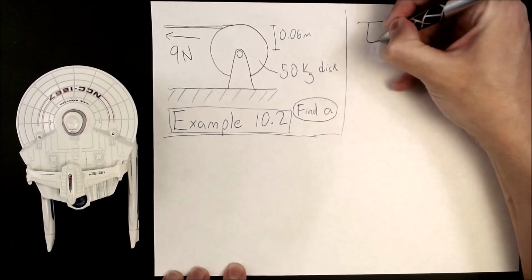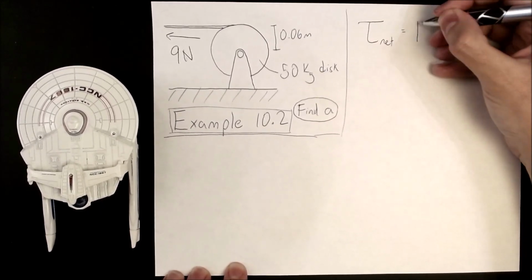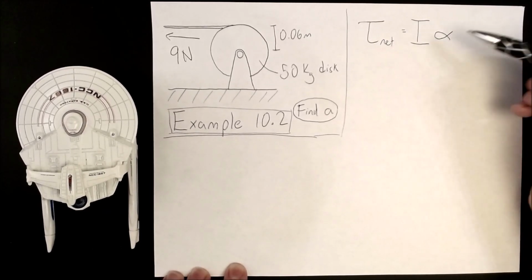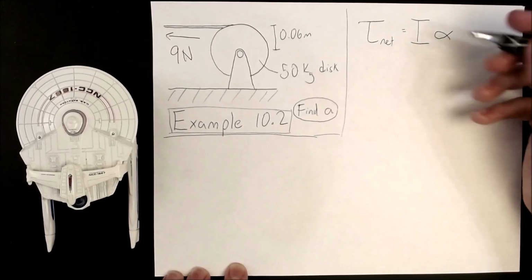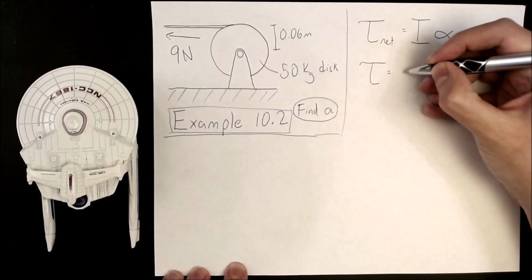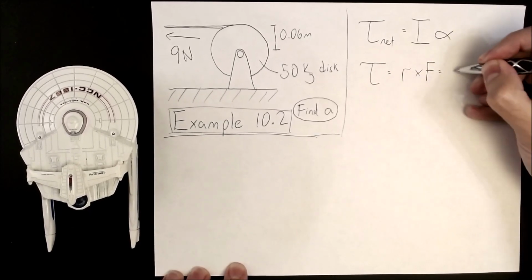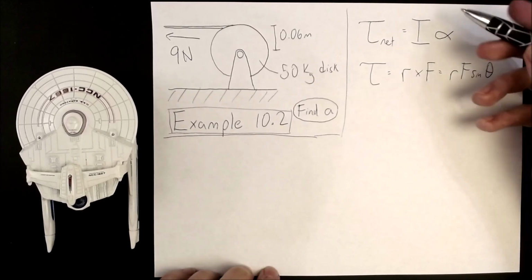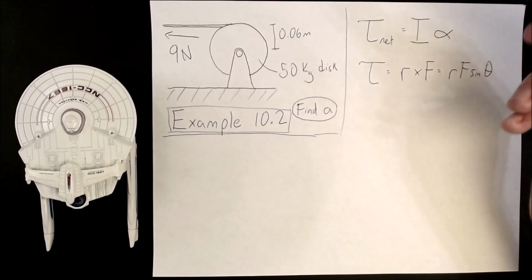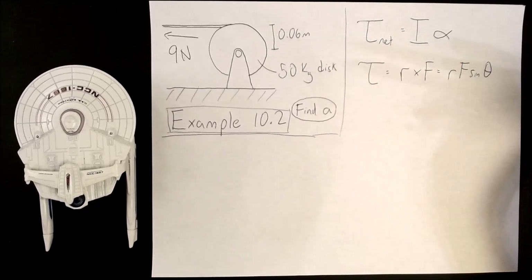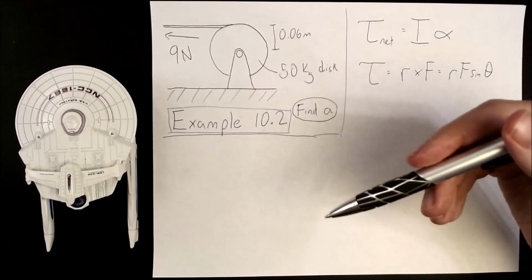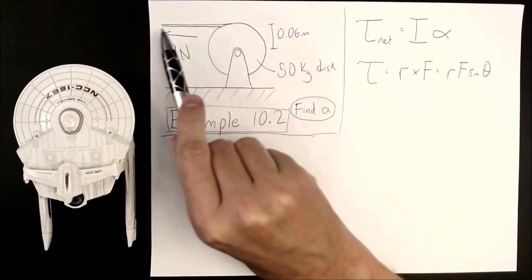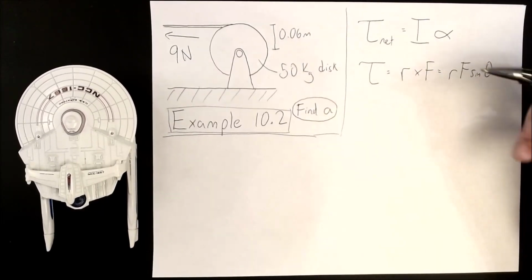We can start with torque net is equal to I alpha, which is our stand-in for F net is equal to ma. Then we can remember also that torque is equal to R cross F, which is also R F sine theta, as long as we can remember a direction. What are all the torques acting on this? For something to be a torque, it has to be a force applied at some distance away from the center. The only option we've got is this thing. That's the only torque available for us.